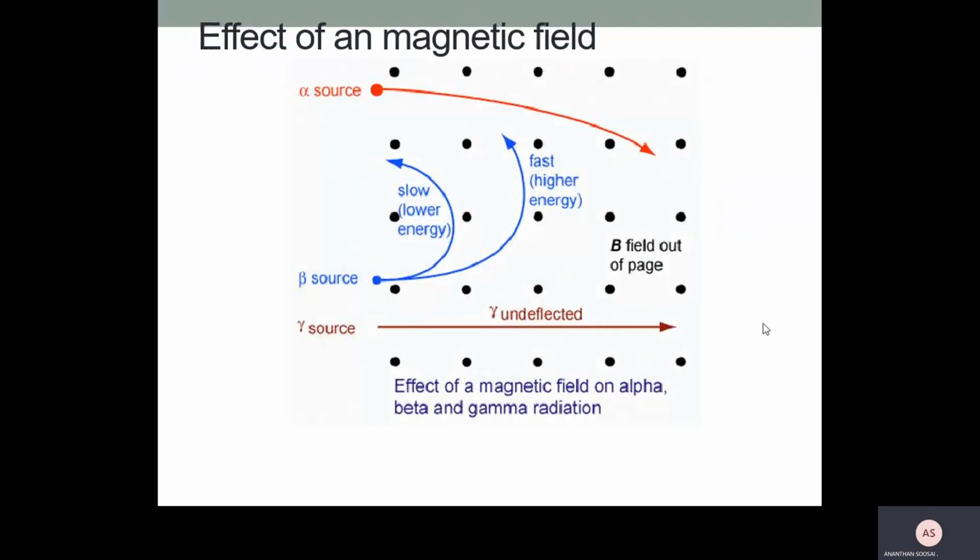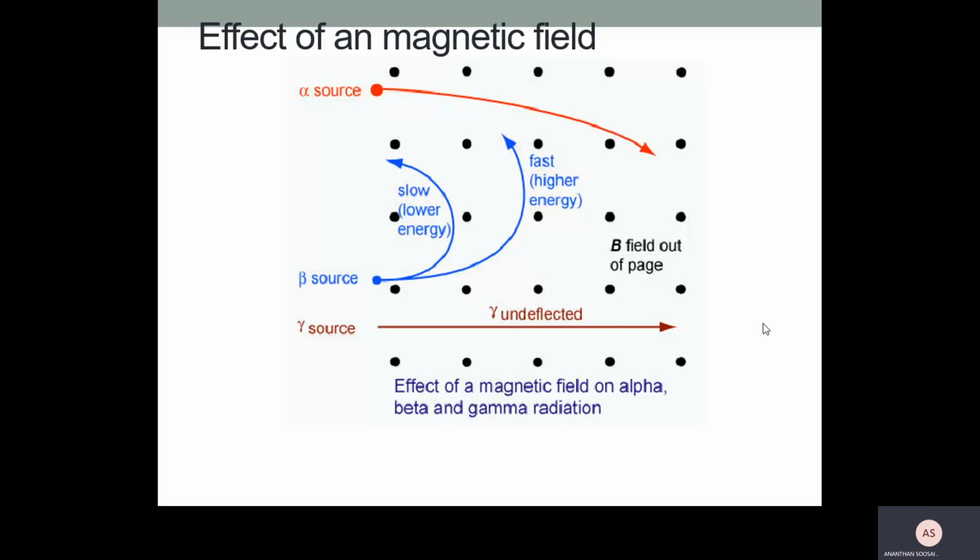Effect of a magnetic field. How do you find the direction of deflection? By using Fleming's left-hand rule. Okay, alpha is deflected down. The magnetic field is out of the page. A dot means out of the page.